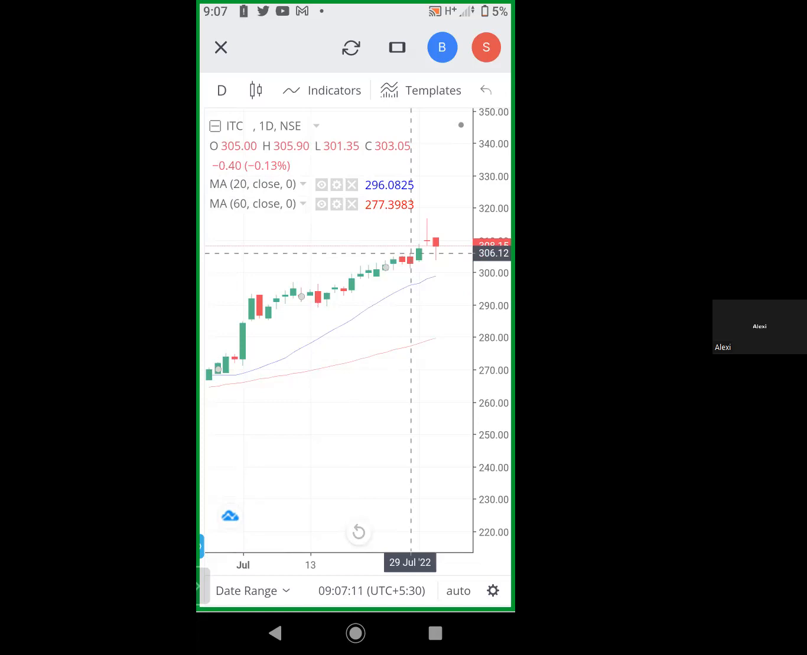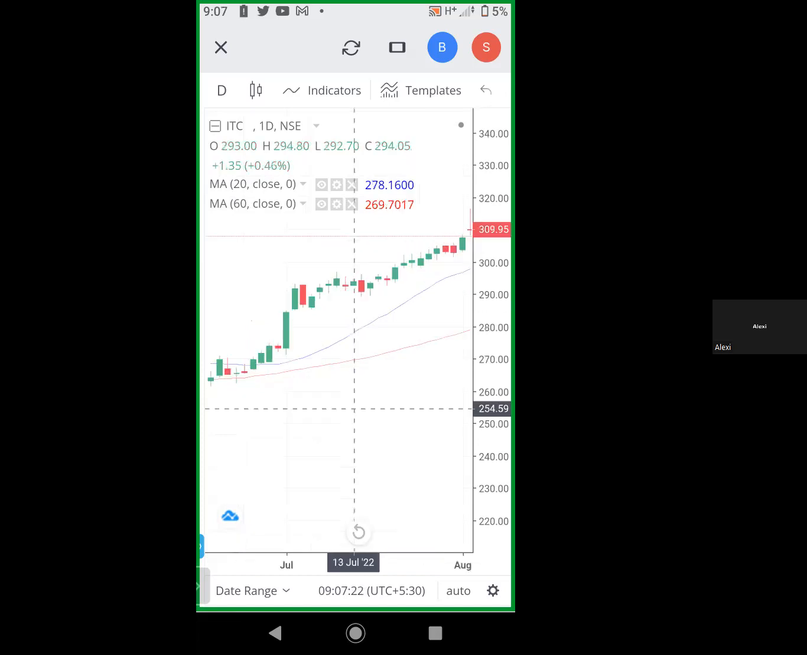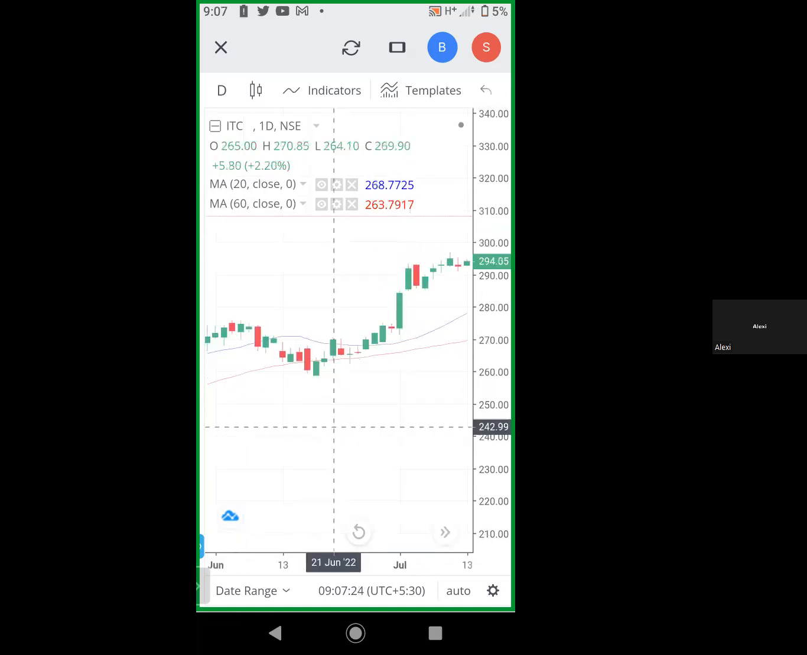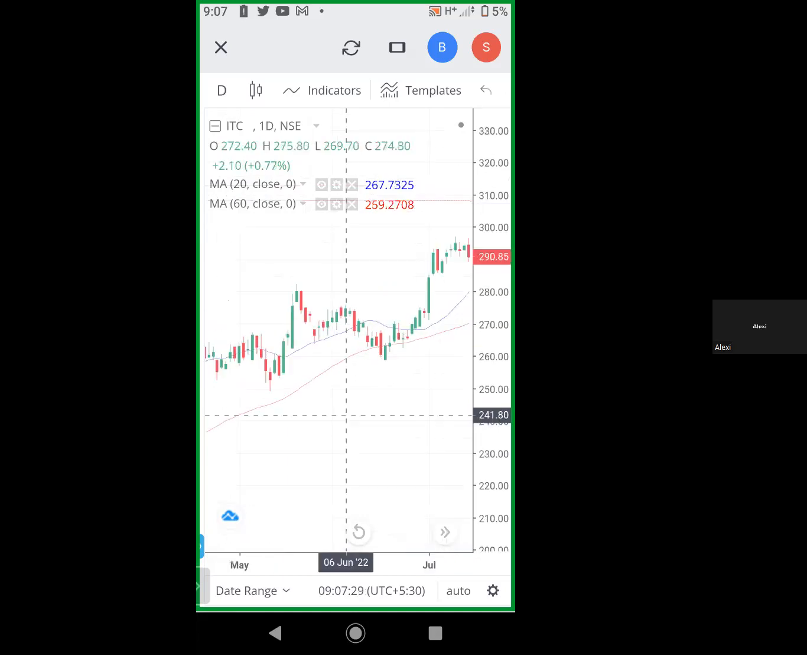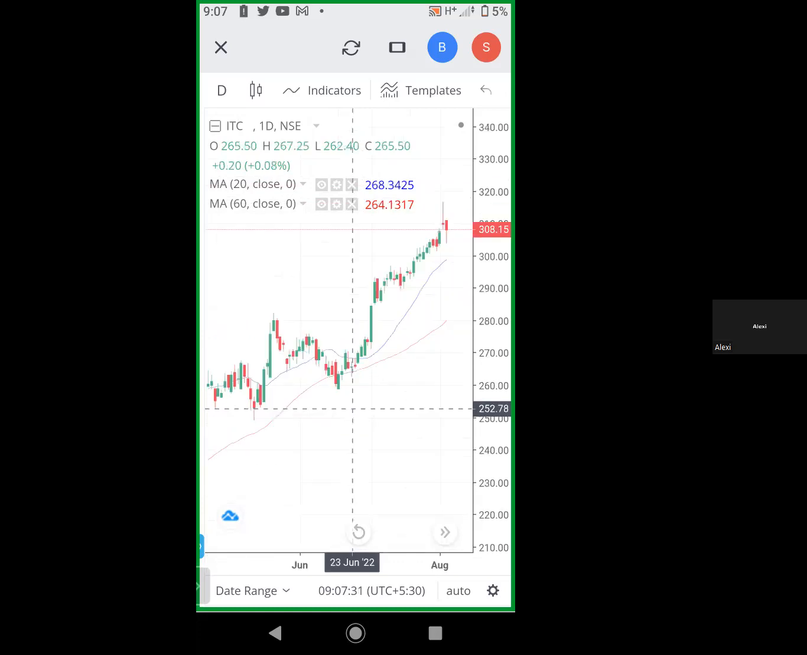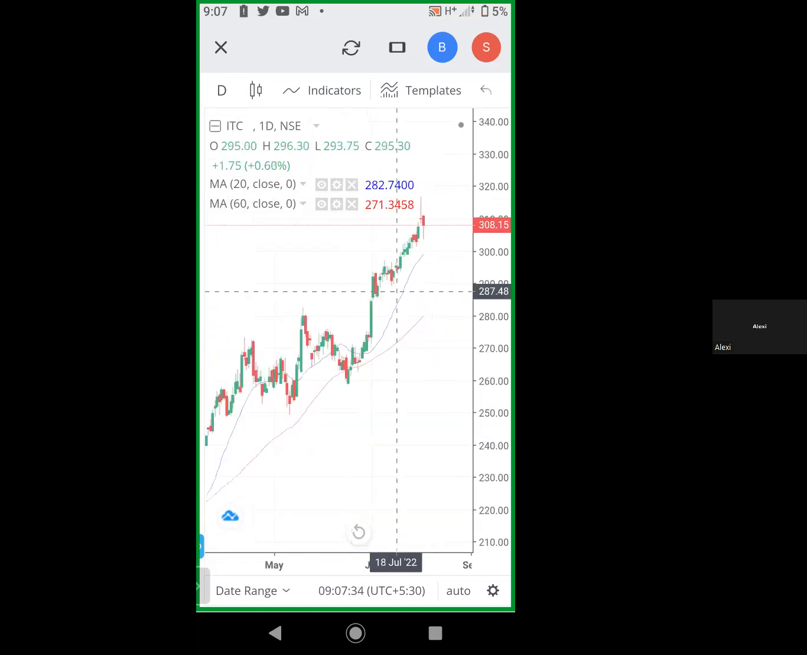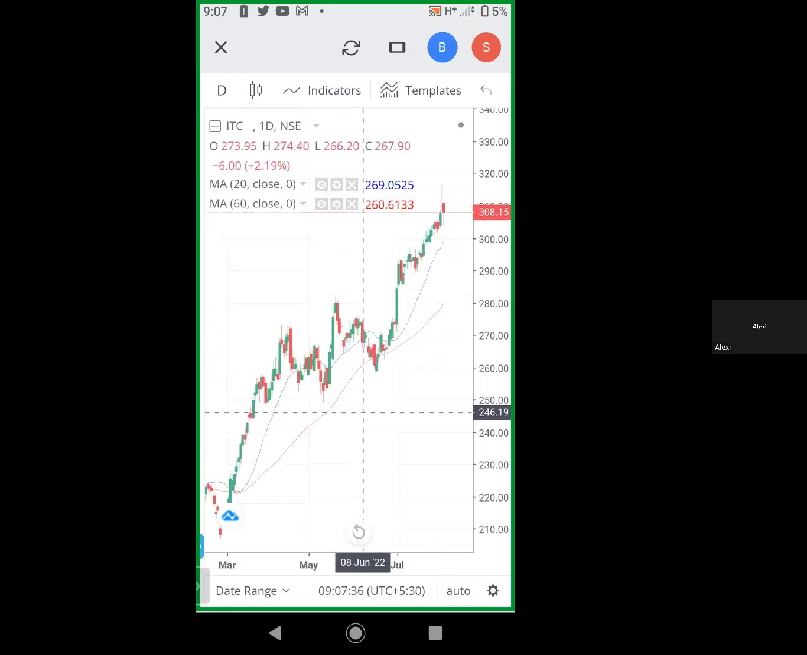So this is how you set up the 20 period moving average and the 60 period moving average on your cell phone, using the Kite app. Now the phone usage, although it's tiny, may be a bit difficult, but you can still do it. I really believe you can use it properly. I've been using it on my phone, and it seems to work just fine, but not as versatile as doing it on the laptop.